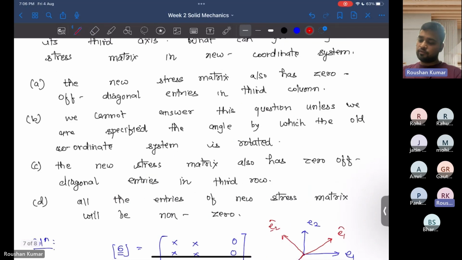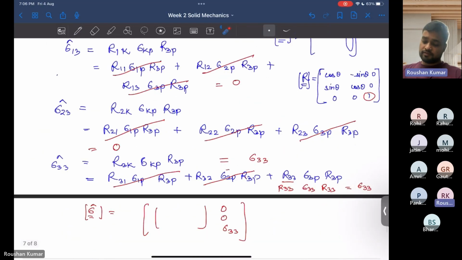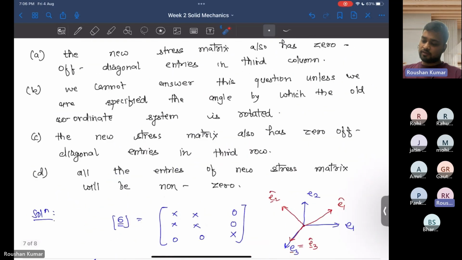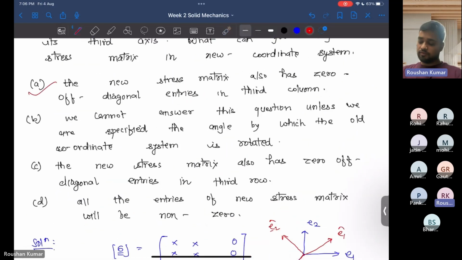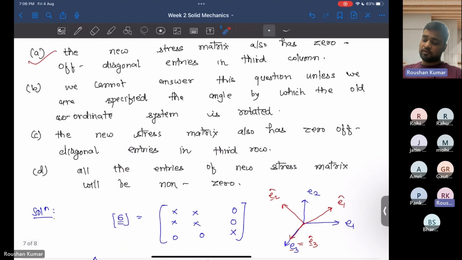The first option tells the new stress matrix also has 0 off-diagonal entries in the third column. Is it correct? Yes, it's correct. The off-diagonal entries in the third column here also are 0. So the first option is correct. Now the second option tells we cannot answer these questions unless we are specified the angle by which the old coordinate system is rotated. We don't need to know by how much angle the coordinate system is rotated, so this is not the correct option.